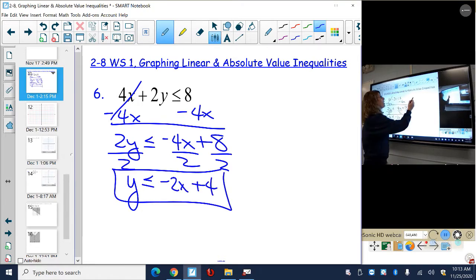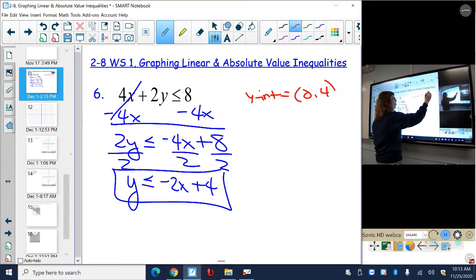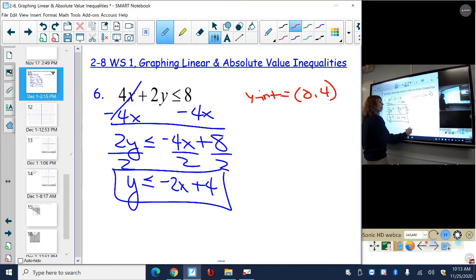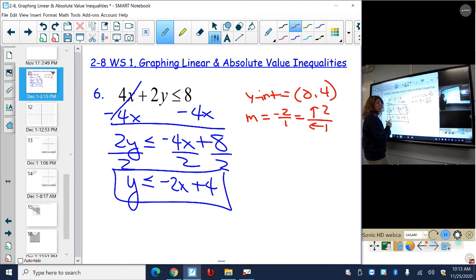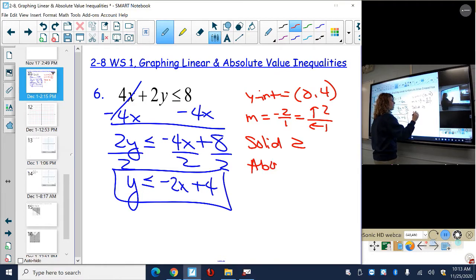Now, I need some information out of there. The very first thing I need is my y-intercept. My y-intercept is the ordered pair 0, 4. My slope is -2/1, so that's up 2, left 1. Then, is it solid or dotted? It's going to be solid because it is a greater than or equal to. And do I shade above or below? I shade above because it is a greater than or equal to.